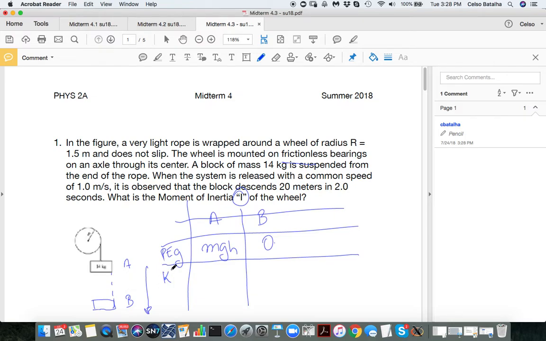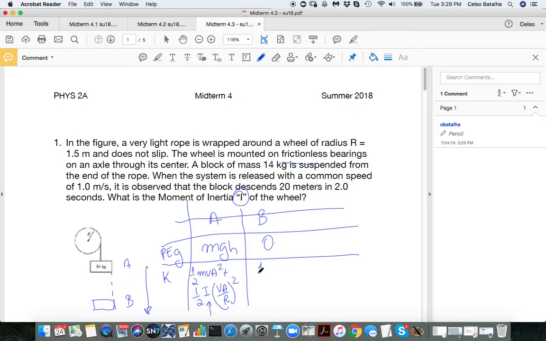So let's take care of kinetic energy. Kinetic energy at A is half mass times VA squared, which is 1 meter per second. But you also have to include half the moment of inertia of that spinning wheel times omega squared, where omega is the velocity, 1 meter per second, divided by the radius squared. So here we have an equation that includes I, and we want to solve for I.